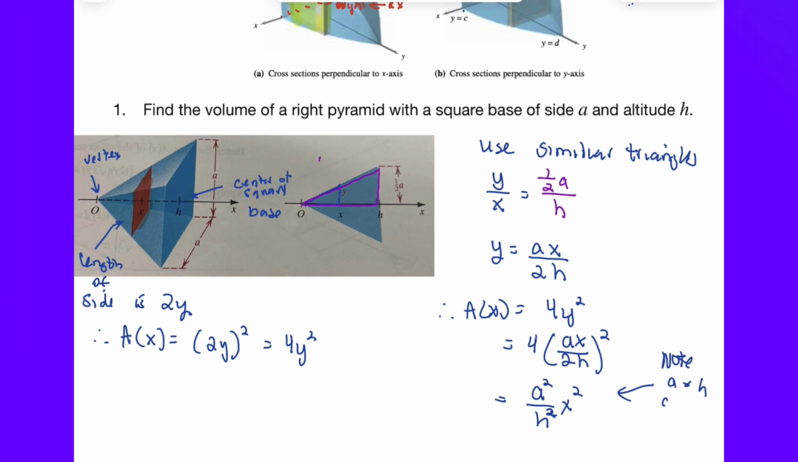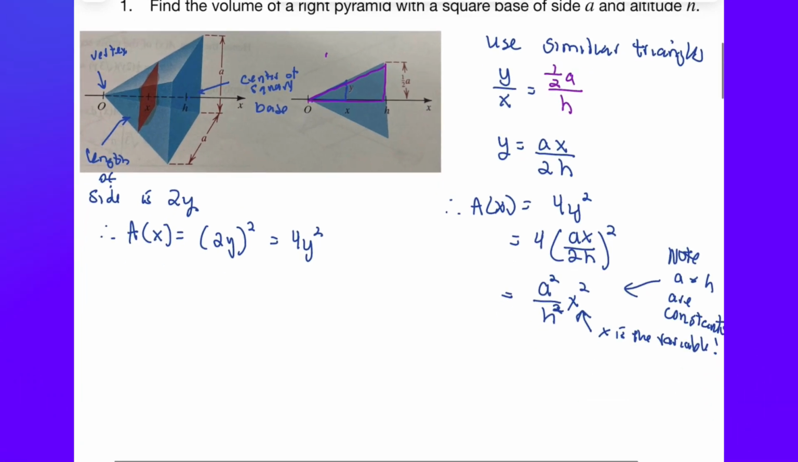The square base of a and altitude of h, those are given values. We just don't know what the values are. So x is my variable. And so I write this as a constant times x squared, so it's easier to integrate when I get to it. So now I'm going to set up my formula for the volume.